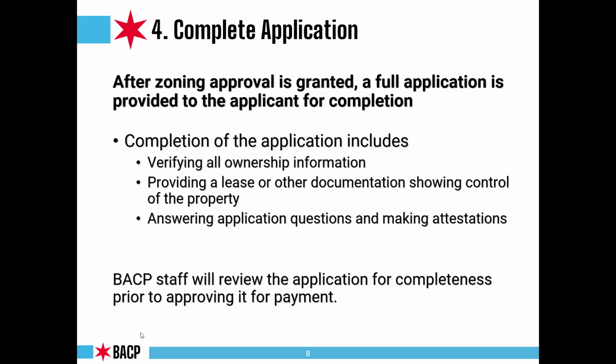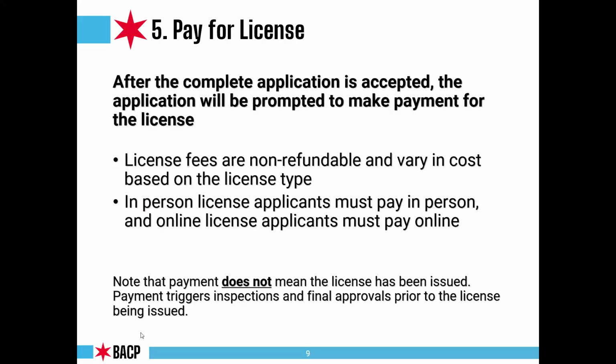Now, once the application is complete and it's been reviewed, and zoning has approved, then a payment coupon will be generated. Payment for your license can be made in person at the Small Business Center, or it could also be done at a city clerk office. We have one here at City Hall. And if you're doing the application online, then you would just process payment via the online platform.